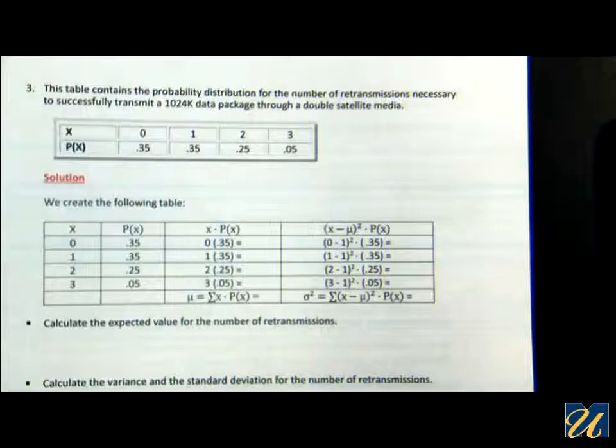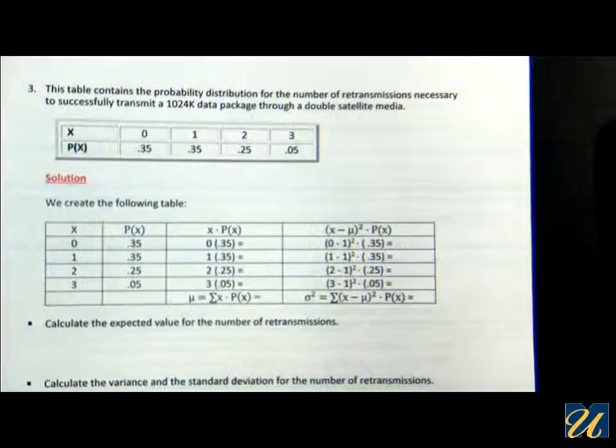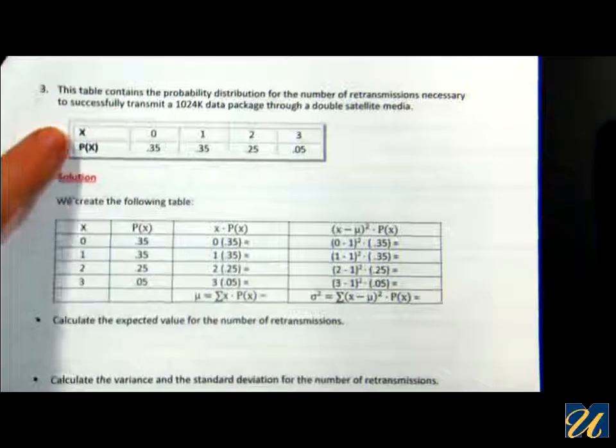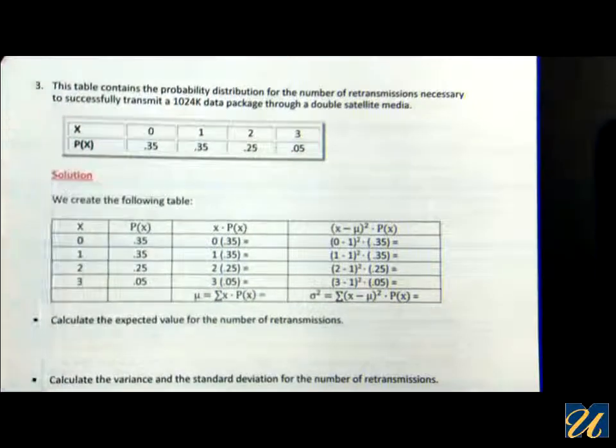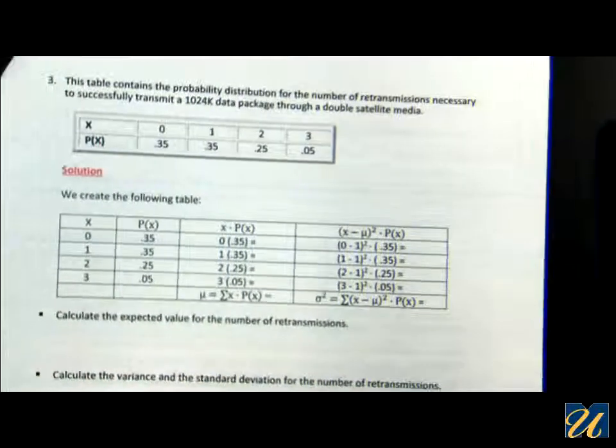Now, for the third problem, this table contains the probability distribution for the number of retransmissions necessary to successfully transmit a 1024K data package through a double satellite media. So basically, you have your x and you have your p of x, the corresponding probability of each outcome. Now, we want to find the expected value, the variance, and the standard deviation.